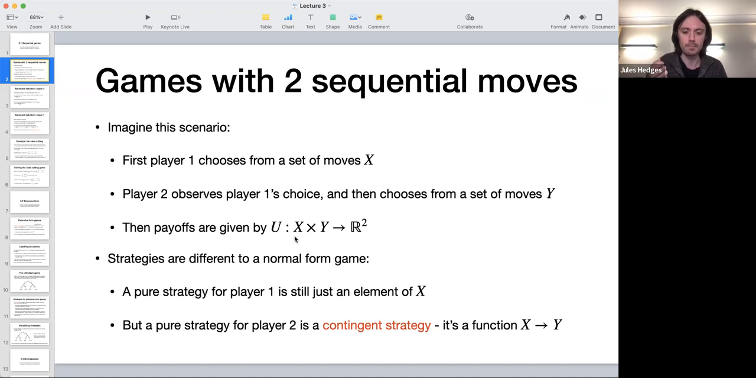So that is to say, the set of pure strategies for player 2 is the set of functions from X to Y. So what that means is that a pure strategy profile for this game is going to be a pair consisting of an element of X and a function from X to Y. That is to say, player 2's strategy has to say what player 2 will do, even if player 1 makes a choice different to the one that they actually make.